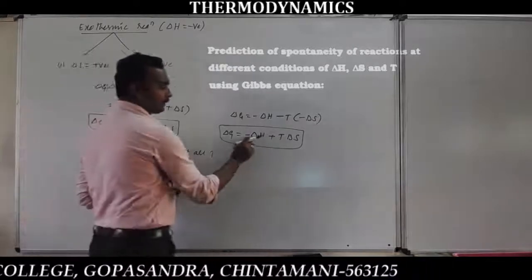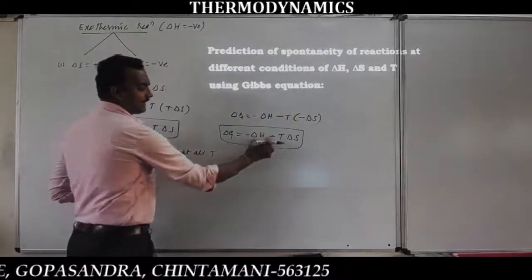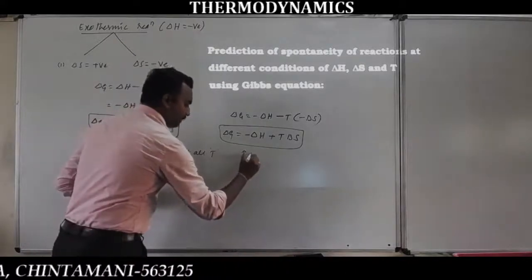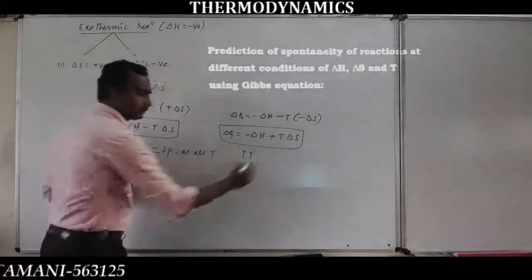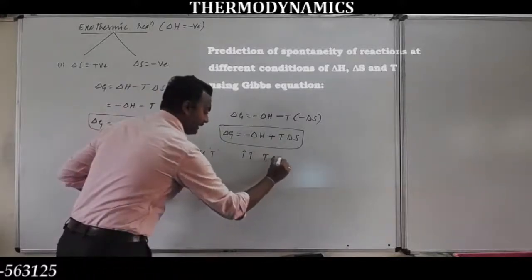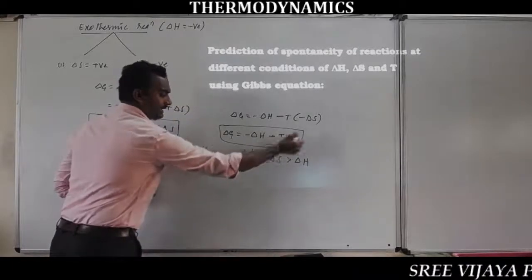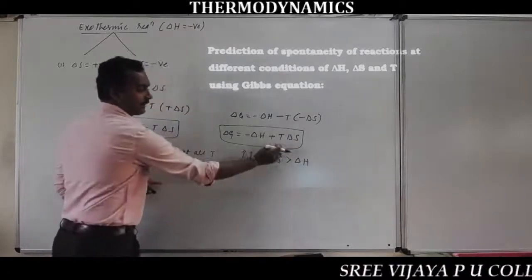So here that is very important. In this case it mainly depends on temperature. Let me take high temperature. When we take higher temperature, T delta S value is greater than delta H value. So this value becomes larger because the temperature is high. So it depends on temperature.